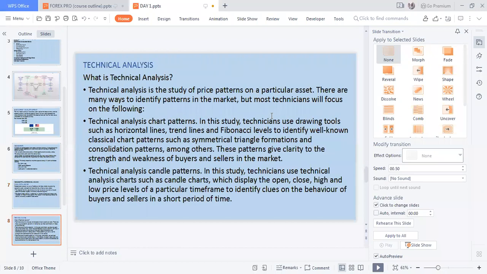Let's proceed. Technical analysis is the study of price patterns. It's a way at which many people identify patterns in the market with drawing tools. These drawing tools are horizontal lines, Fibonacci levels, and so on and so forth. So all of these are exactly the tools we use for technical analysis.